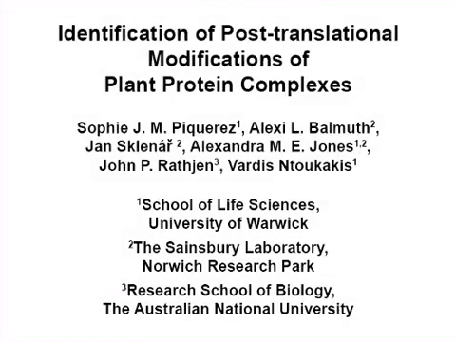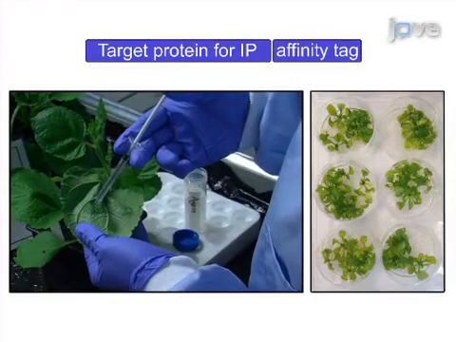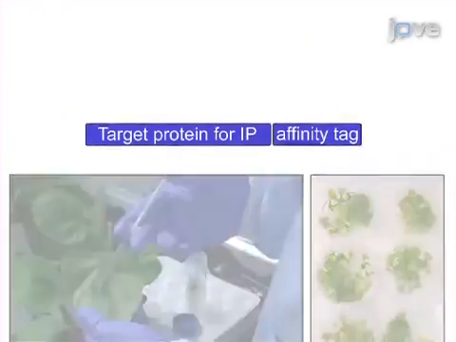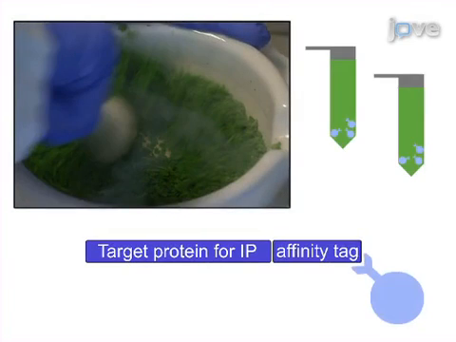The overall goal of this procedure is to identify post-translational modifications of proteins involved in plant protein complexes. First, transiently or stably express in planta the tagged protein of interest. Then extract the total proteins from the plant's tissue and immunoprecipitate the protein of interest.